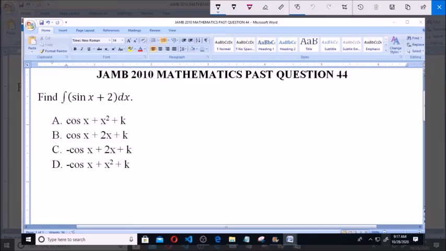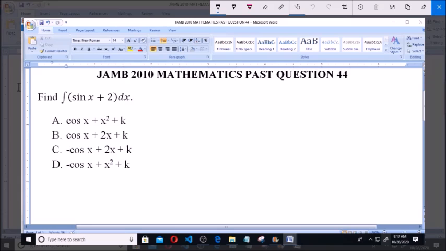Hello, good day and welcome. I will be answering JAMB 2010 Mathematics Past Question 44. Find the integral of sine x plus 2 dx. A. Cos x plus x squared plus k. B. Cos x plus 2x plus k. C. Minus cos x plus 2x plus k. And D. Minus cos x plus x squared plus k.